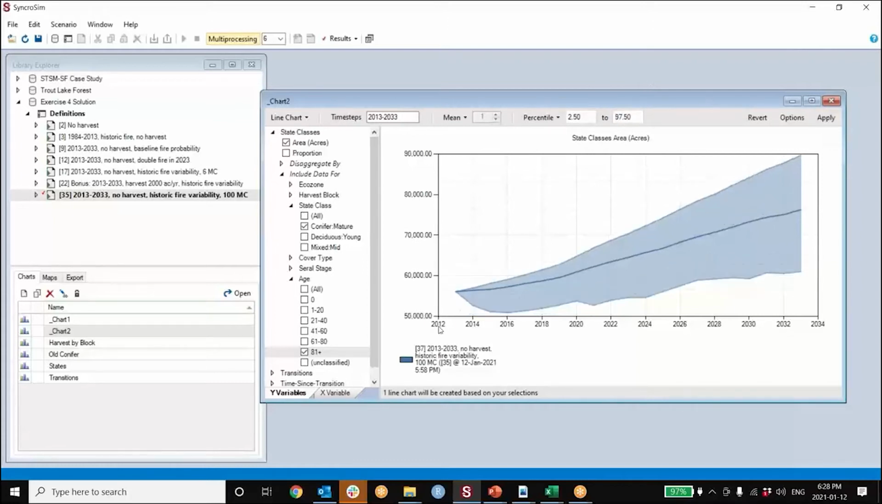Okay. And look at this, this is what we would call the 95% Monte Carlo confidence interval around the mean projected old conifer area. And you can see the uncertainty increases as you get out in time. It's bigger here, further out into the future, based on the way the modeling works. Any questions about that?